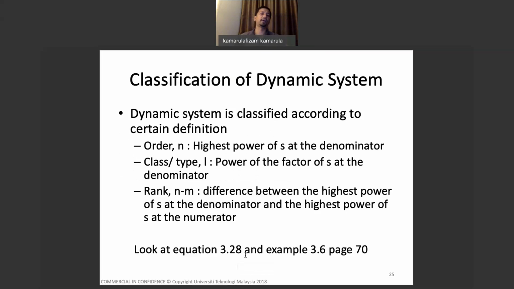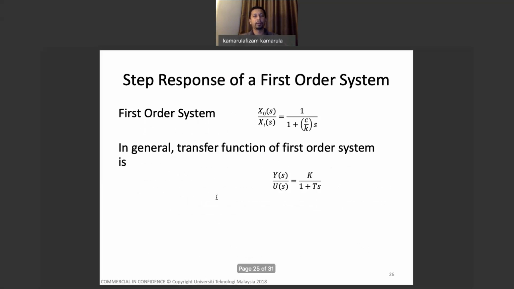So how do we classify a dynamic system, such as a control system? You may have seen this in lecture 2. You can do this kind of classification by looking at the transfer function of any control system. For example, here we have the order, which means the highest power of s at the denominator, the class, the type, the rank, and so on. You can use this information to classify any dynamic system.